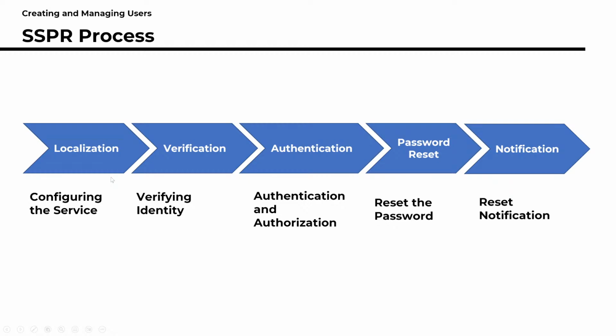Once the service is configured, the next phase is verification. Once the configuration is set, we need to verify the identity of the user: whether the particular user has authorization to reset the password, whether he is using his correct email ID, or trying to spam someone else's email ID. We need to verify that identity, correct? I cannot simply go and reset the password of the other guy. I need to verify whether I am actually resetting my own password or the other guy's password.